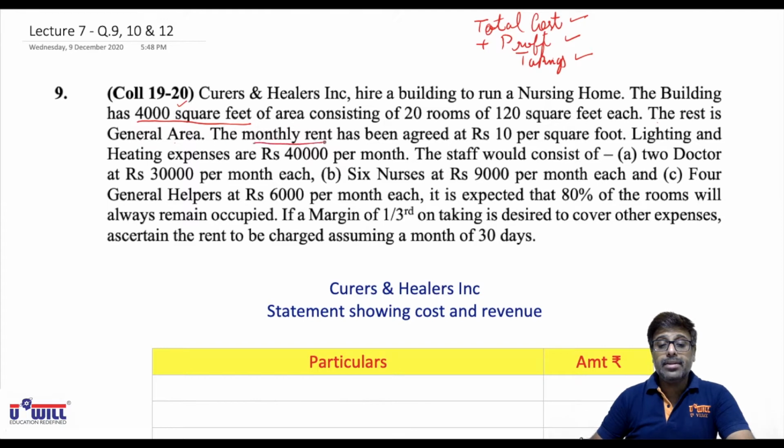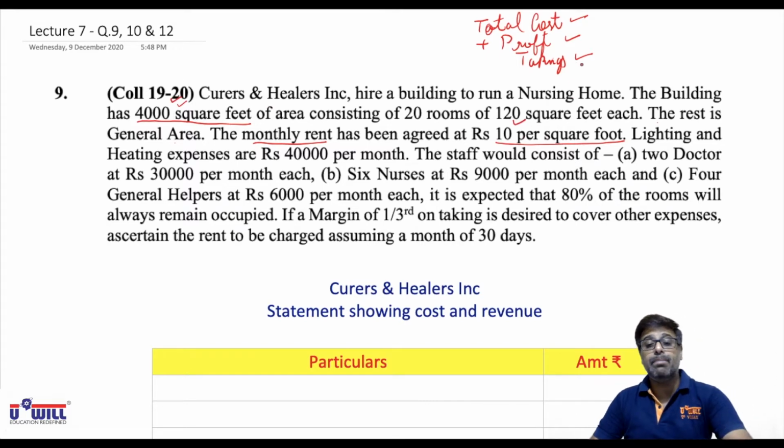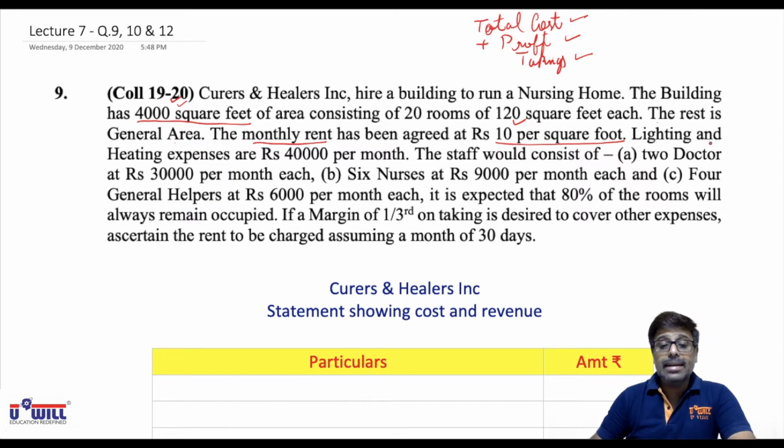The monthly rent has been agreed at rupees 10 per square foot. So 4,000 into 10, 40,000 is the monthly rent we are paying for the building. Lighting and heating expenses are rupees 40,000 per month. Staff would consist of 2 doctors at rupees 30,000 per month each, 6 nurses at rupees 9,000 per month each, and 4 general helpers at rupees 6,000 per month each. So all these are the various expenses which we will add and get the total cost.